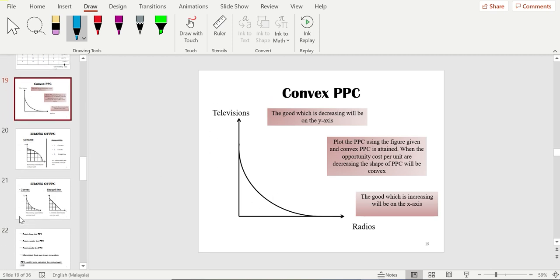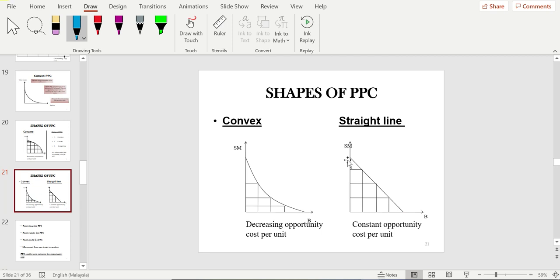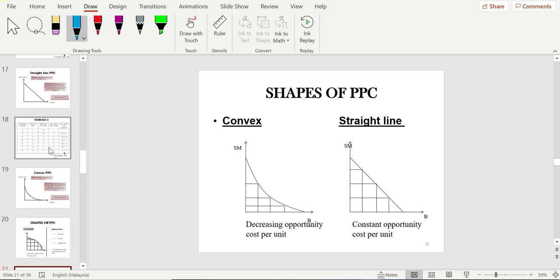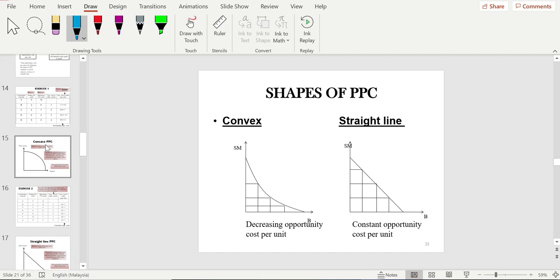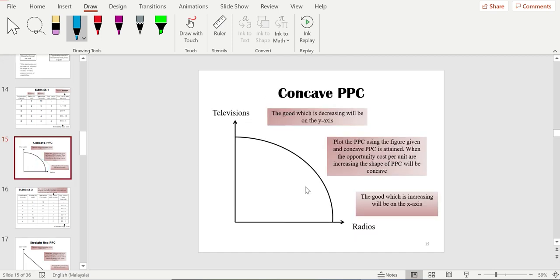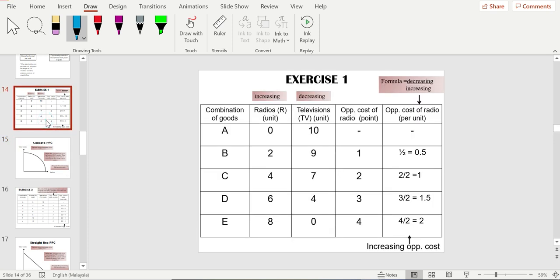Okay. And PPC boleh jadi straight line. Straight. Dan kenapa bentuk PPC berbeza? Ada 3 jenis. Because it depends on the types of opportunity cost. If for example, the opportunity cost is increasing, the shape of PPC akan jadi concave. Macam mana nak tahu increasing ke decreasing? Awak tak perlu kira. Untuk kos awak tak perlu kira.